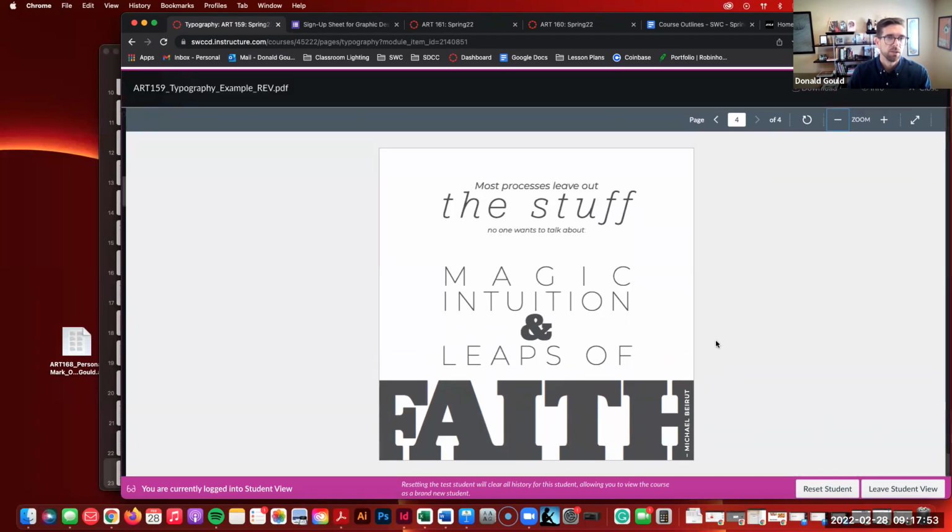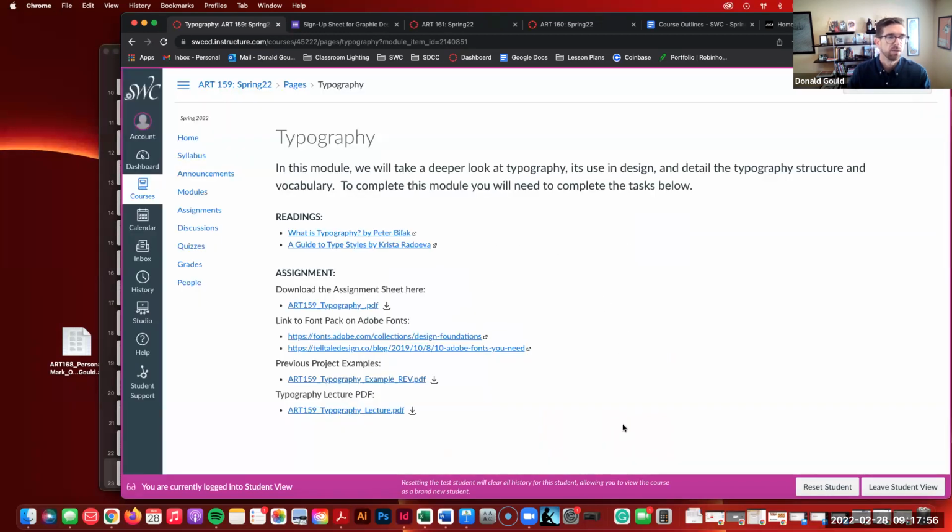Okay. So that's there for you guys to check out. I think that helps to see what it is that we're trying to do here. And then in association with the assignment sheet, you guys can look at the different layouts and rules applied there.